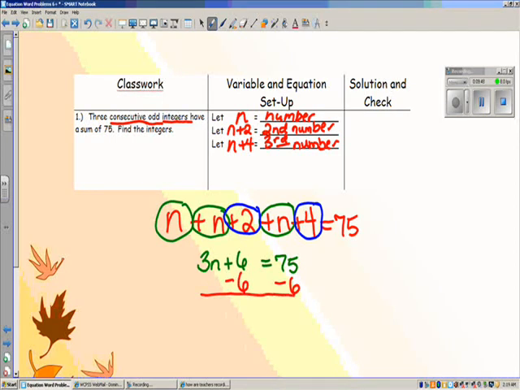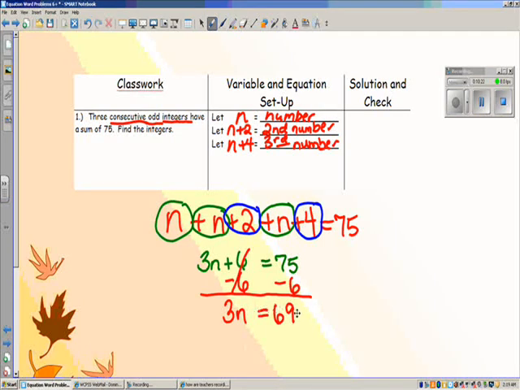Right, 6 minus 6 is 0. There's no need to write 3n plus 0. If it's 0, there's no need to write it down. So I'm bringing down my 3n. Bringing down my equal sign here. What's 75 minus 6? 69. Okay? Now, this new equation reads 3 times n equals 69.